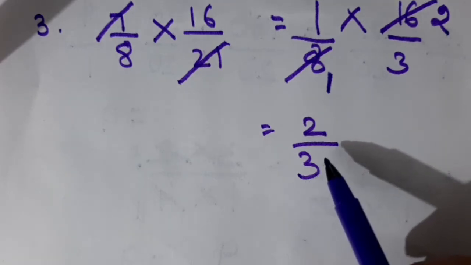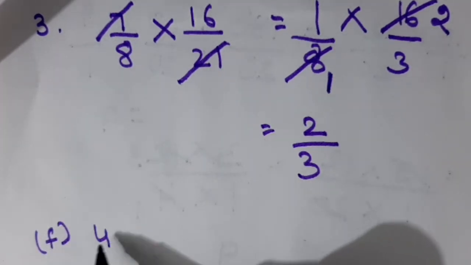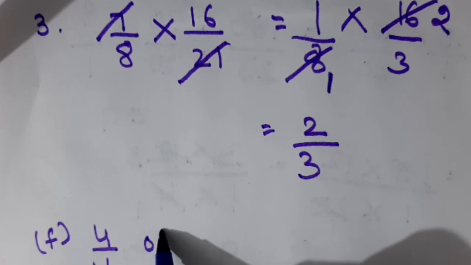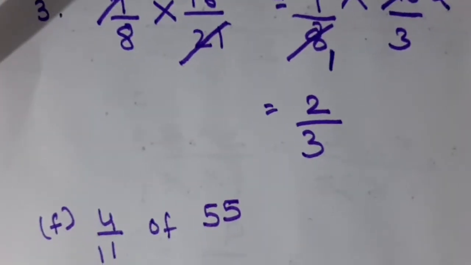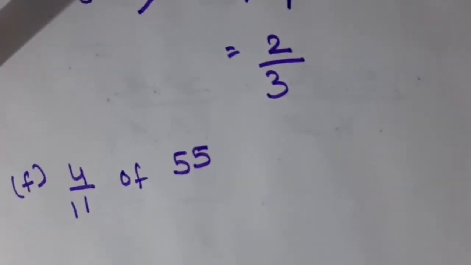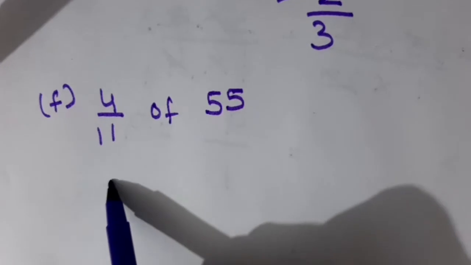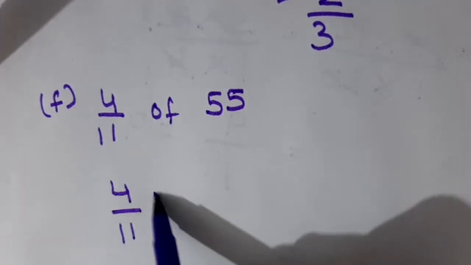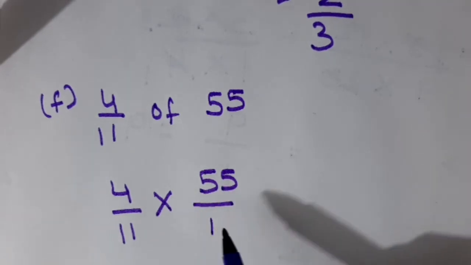I'll do one more part. I will do F part now. F part is 4 by 11 of 55. Again, "of" means multiply only. So in place of "of" I will put the multiply sign. So it will become 4 by 11 multiplied by 55 upon 1.